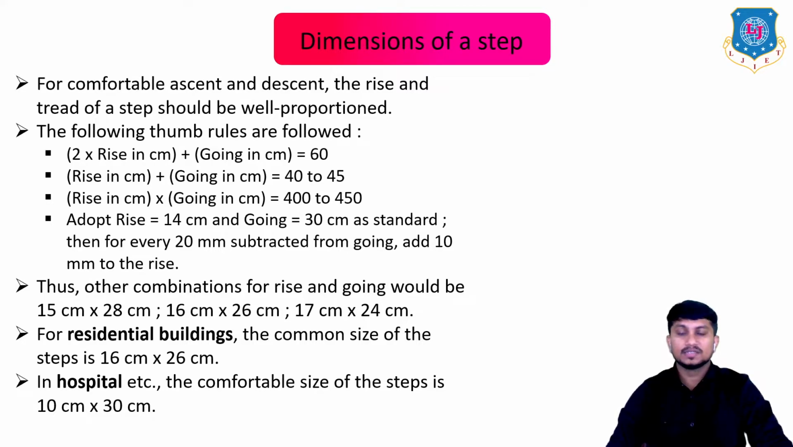Adopted rise should be equal to 14 centimeter and going should be around 30 centimeter as standard. Then for every 20 mm subtracted from going, add 10 mm to the rise. Thus, the combinations for rise and going would be 15 centimeter by 28 centimeter, 16 centimeter by 26 centimeter, and 17 centimeter by 24 centimeter. These are the various combinations of rise and going in a particular step.